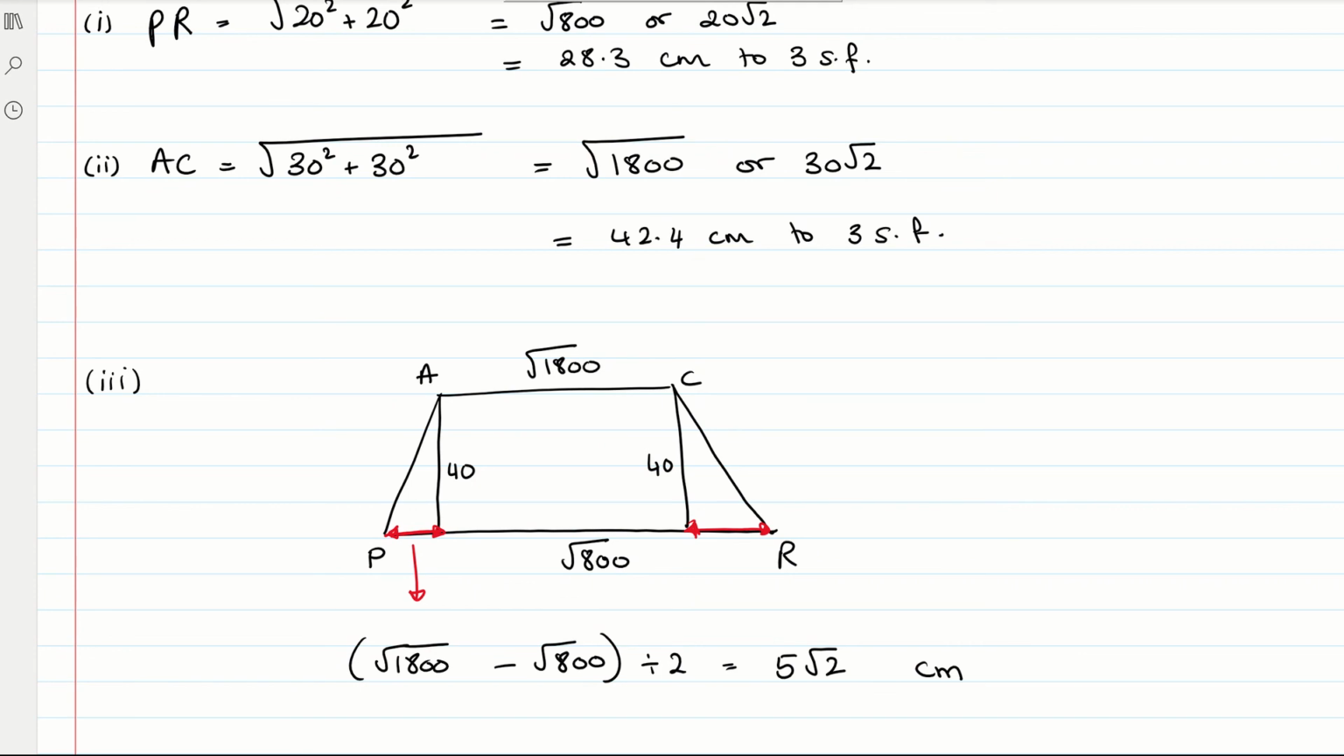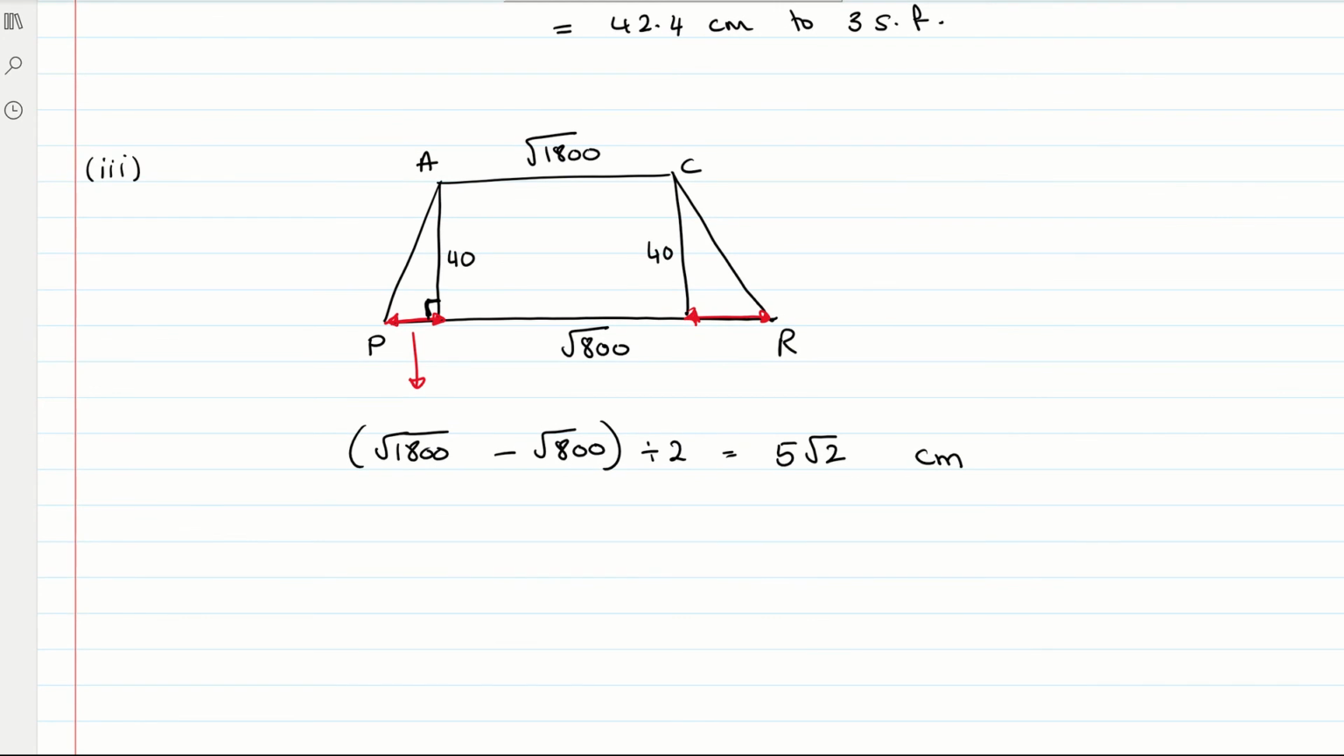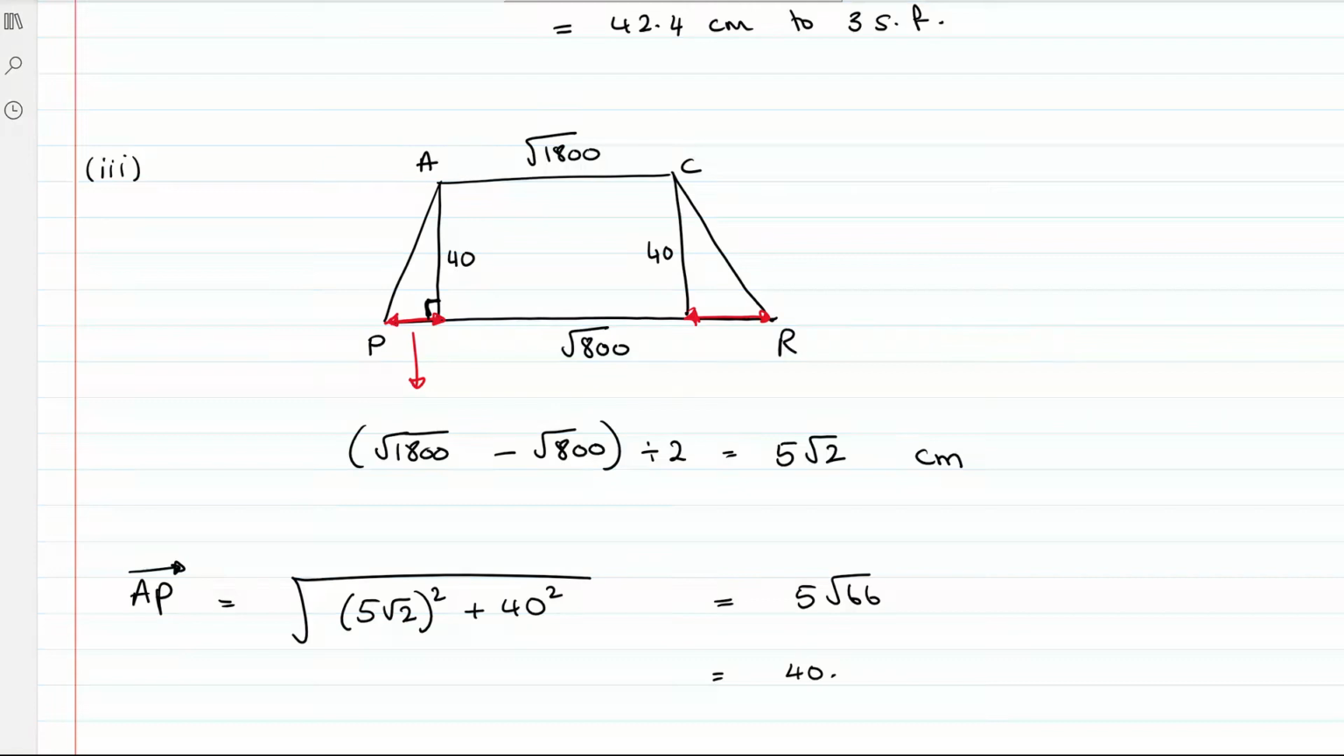So I want to find AP, and this is a right angled triangle. So I'm going to use Pythagoras theorem. AP is the square root of 5 root 2 squared. Put it in brackets, put the square outside of the bracket, plus 40 squared, which gives us root 1650, which is 40.62019202 centimeters, which is 40.6 centimeters to 3 significant figures.